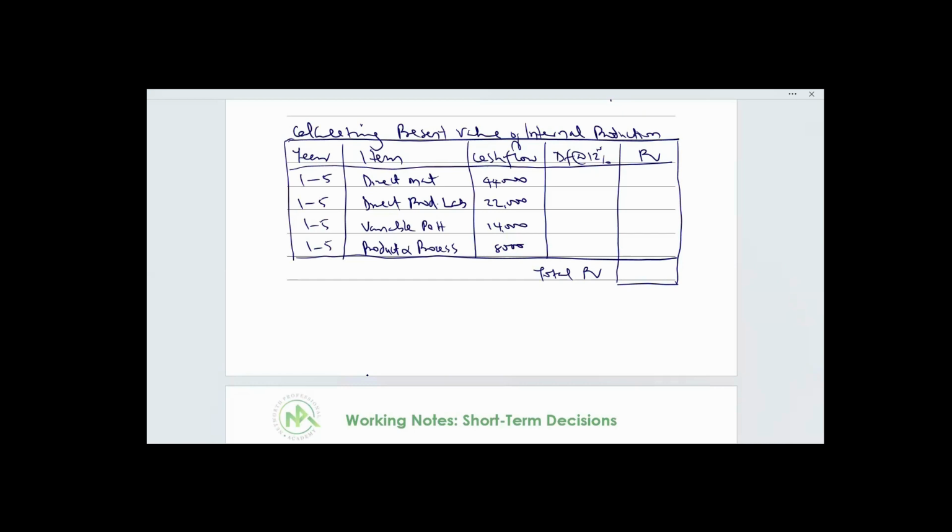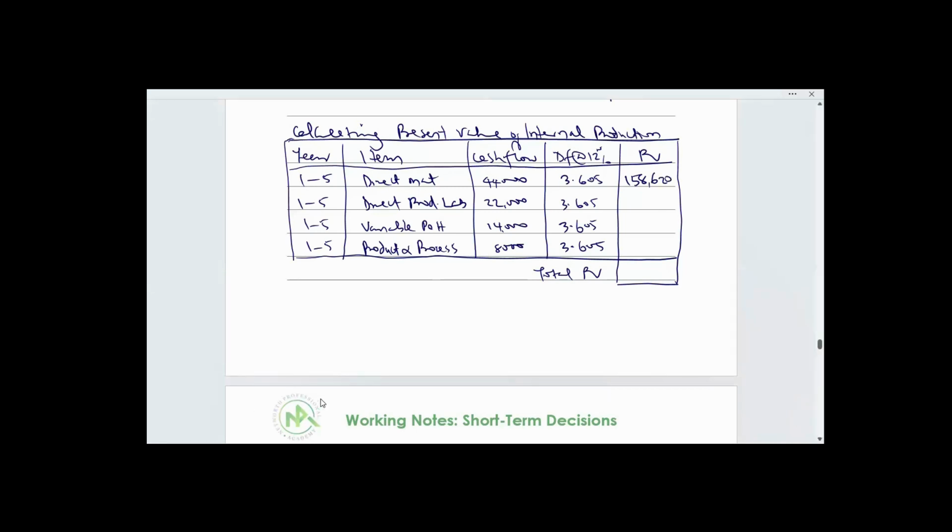So on our discount factor, our annuity factor for years 1 to 5 is 3.605. So let us multiply together. I need you to help me multiply so that it can be faster. Somebody can start from the last one. What do you have? The first one, direct material, is 158,620.